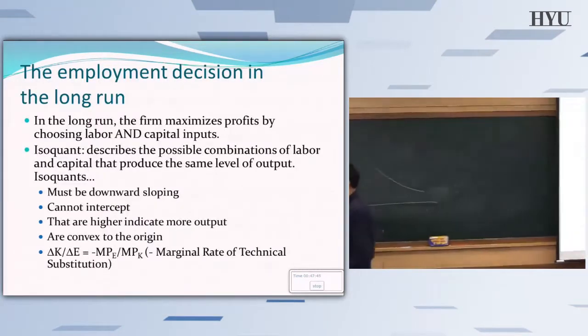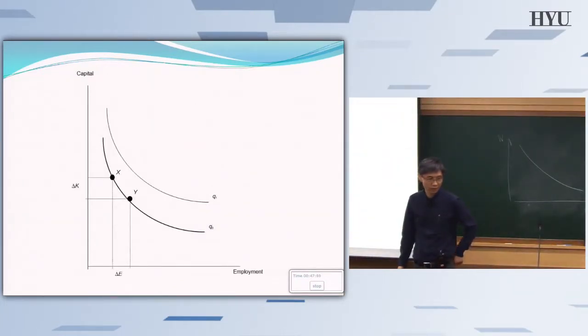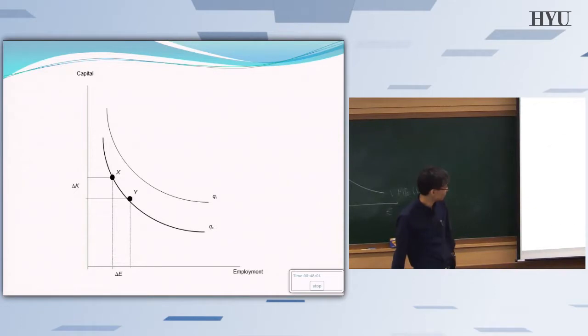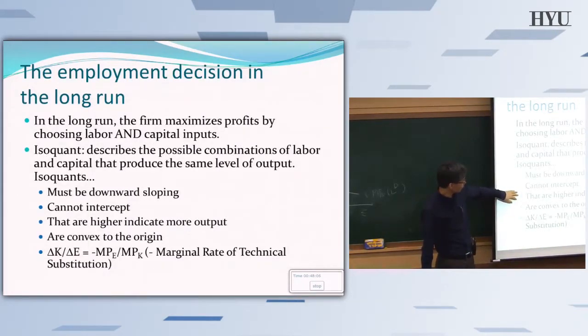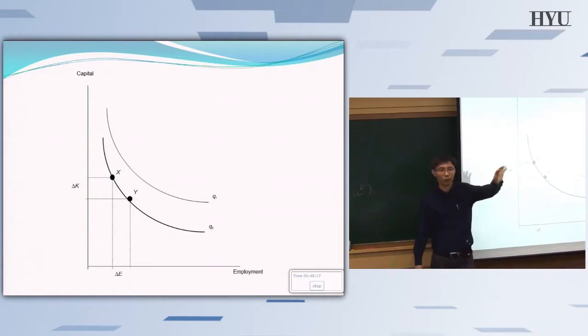And isoquants cannot intersect. If they intersect, it's not good. Why? Think of yourself, it's simple logic that they shouldn't intersect. For the higher one, Q1, and Q0, which one has bigger output? Q1. It's because more labor, more capital, so farther away, it should be more and more output.